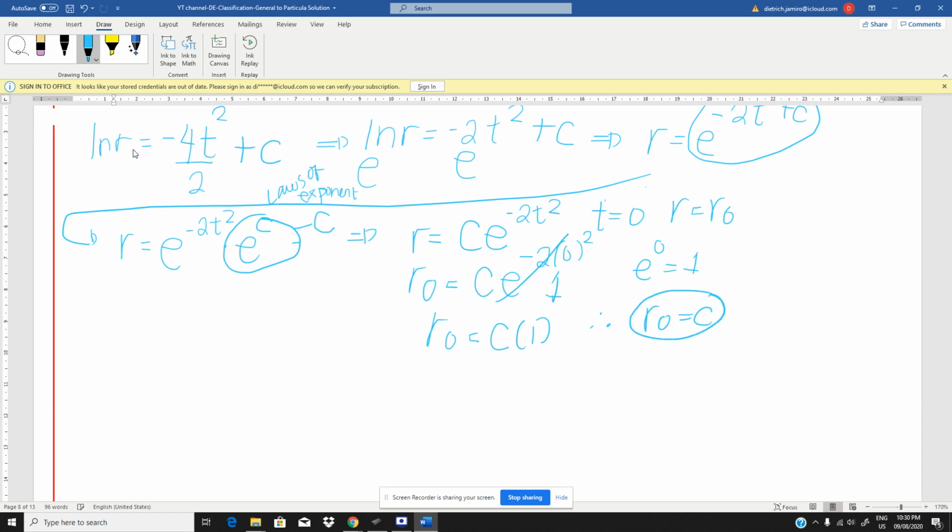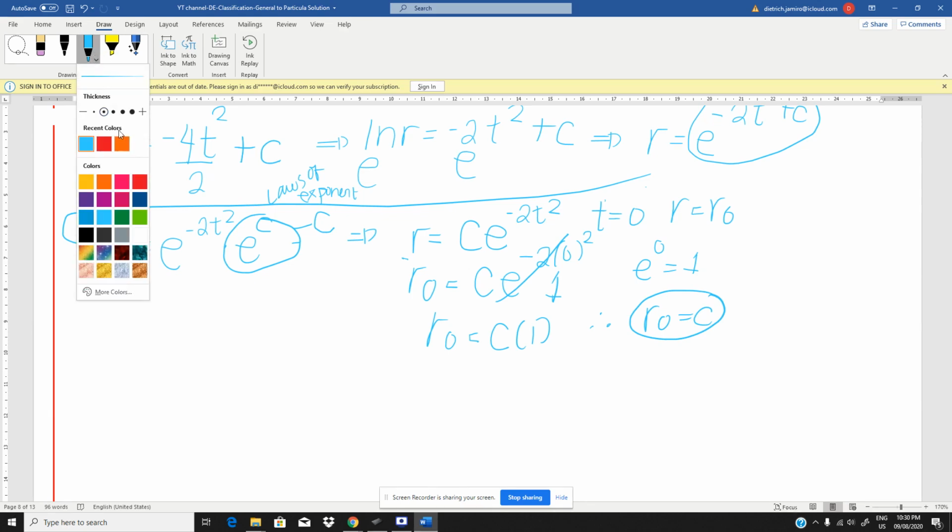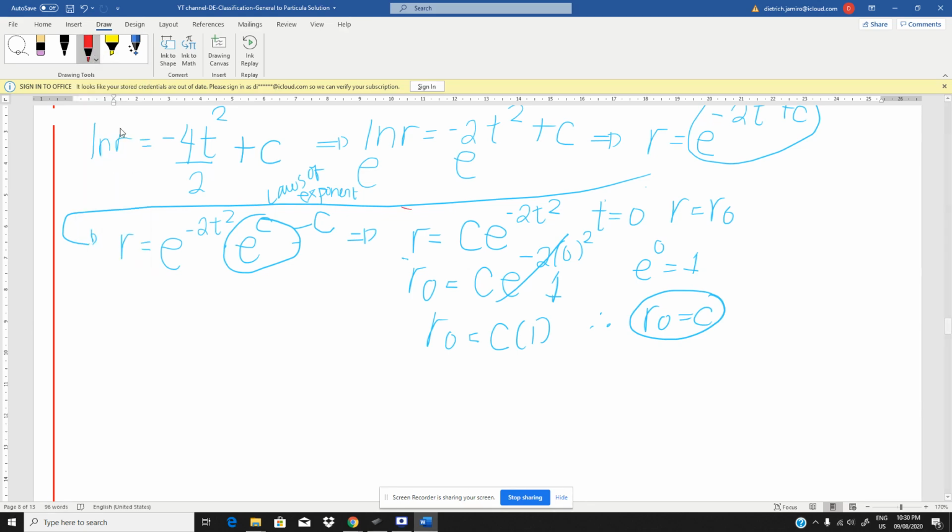So we will substitute r sub o into our equation. We substitute our r sub o into our C. So we will have r is equal to r sub o exponential of negative 2 t squared. So this is our answer.